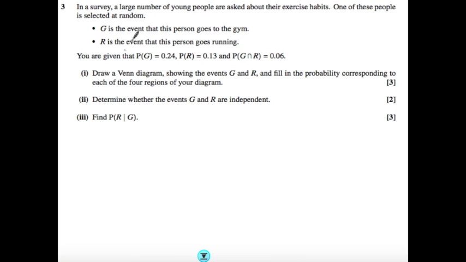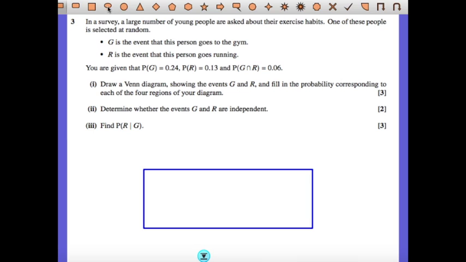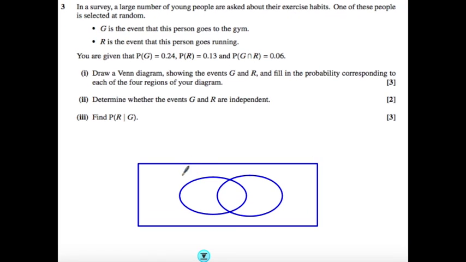So draw a Venn diagram showing the events G and R and fill in the probabilities corresponding to each region. This first part really is to help you out, because drawing the Venn diagram will make this question a bit easier. Okay, right, so let's call this G and this R. We've got to fill in all 4 regions. To start with, we should put a little epsilon here.